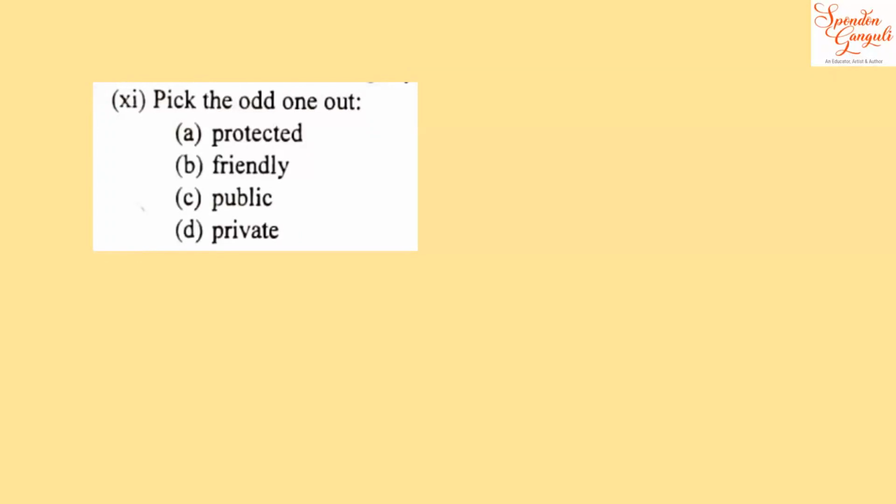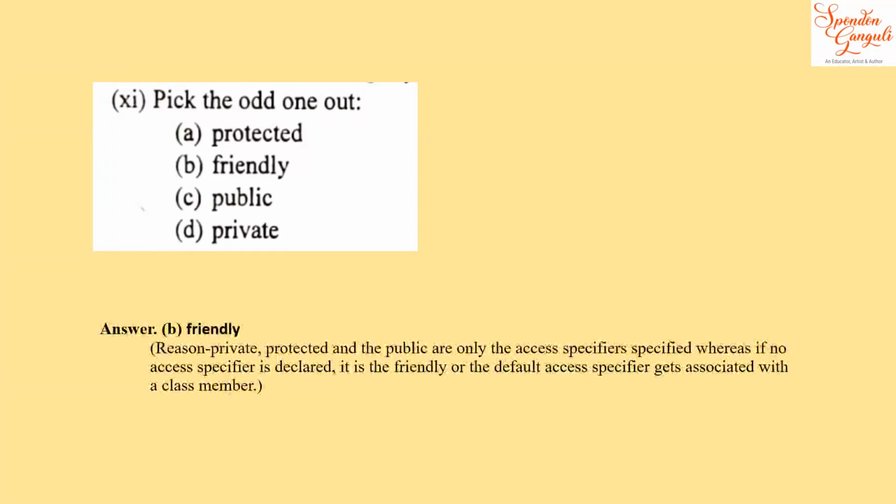Next question, pick the odd one out. Protected, friendly, public, private. As we all know, private, protected, public are the access specifiers that we can provide within a class. Whereas if no access specifier is declared, the friendly or default access specifier gets associated with a class member. So thus, friendly is the odd one out.